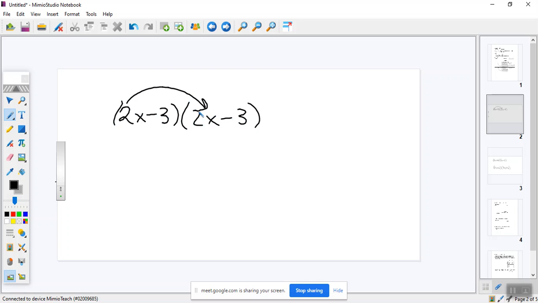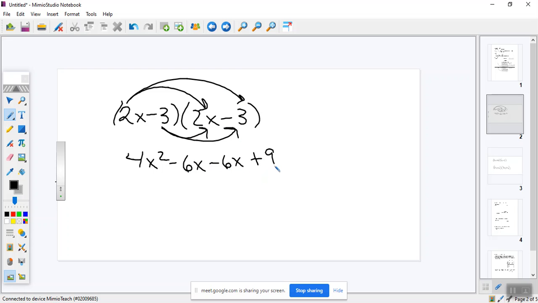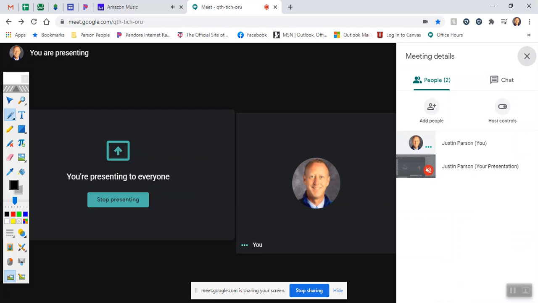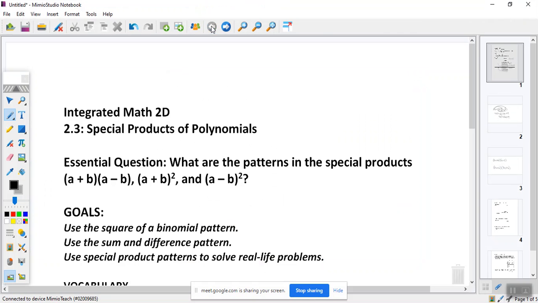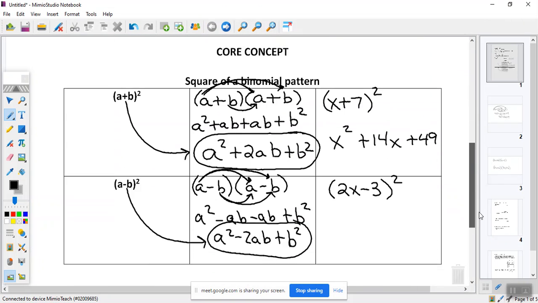Quickly, FOIL. 2x times 2x would be 4x squared. How about 2x times negative 3, kids? This would also be negative 6x, wouldn't it? Plus 9, right? Which would make this, in the end, 4x squared minus 12x plus 9. Okay? Now, is there a little bit of work involved in this? There is. Okay? But under these rules of squares of binomials right here, we could just simply do it in one step.